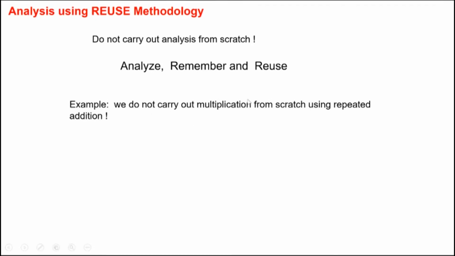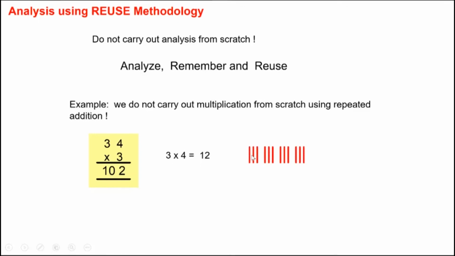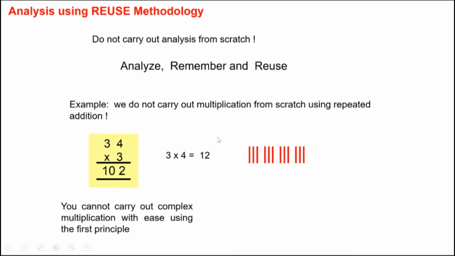For example, we do not carry out multiplication from scratch using repeated addition. If you're asked to multiply 34 into 3, you don't use the principle that we used for understanding that 3 cross 4 is 12. We used 3 sticks, 4 times, and then counted it out and said it's 12. Well, you don't use that first principles method of repeated addition and apply it to 34 cross 3, or you will end up in a big problem. You cannot carry out complex multiplication with ease using the first principle here. It will become too tedious.